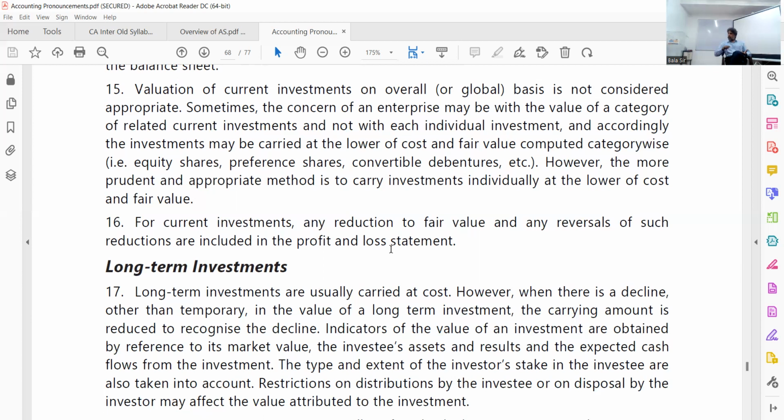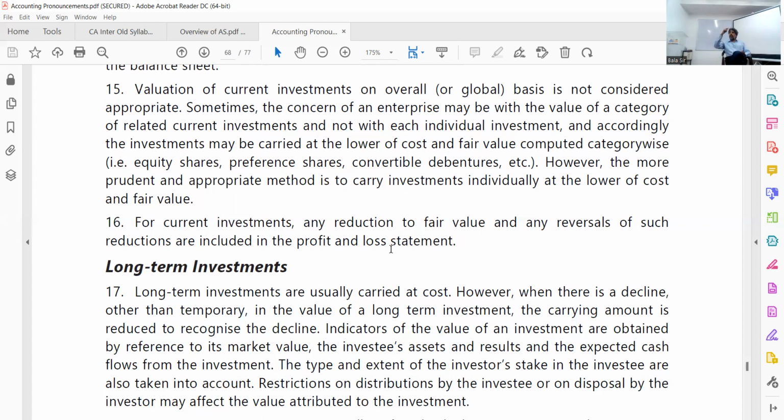Got it? Now coming back to para 17, long-term investments are usually carried at cost. We do not bother about the fair market value, or should I say fair value. However, when there is a decline other than temporary. You saw, there is no exception. It is given that long-term investments are carried at cost. But if there is a decline, they don't say permanent, other than temporary. That means what? There is a fall in the value of investments.